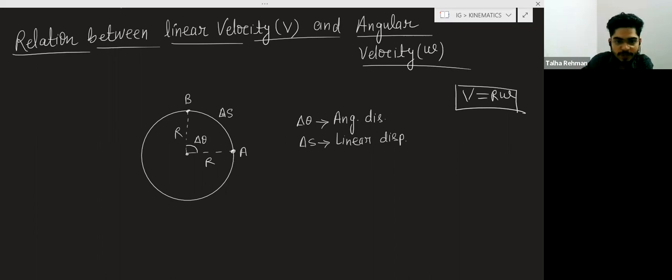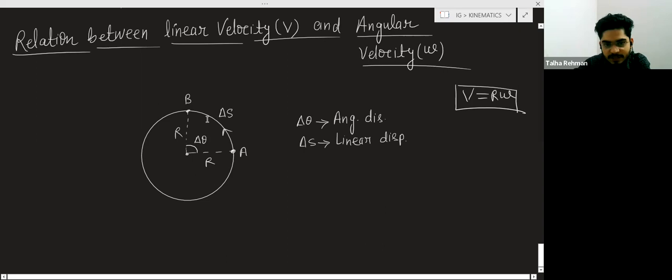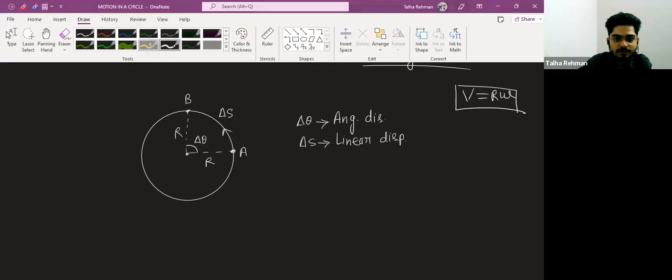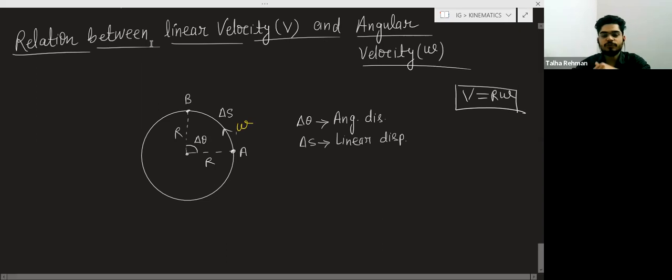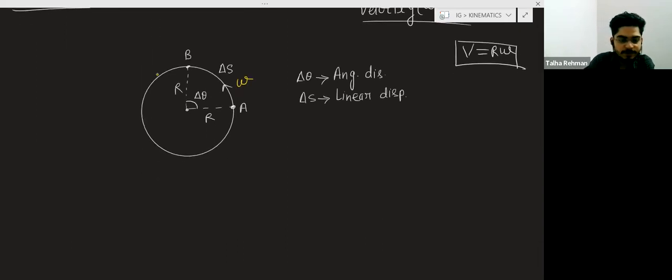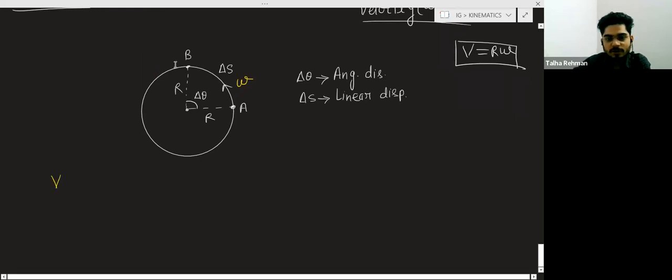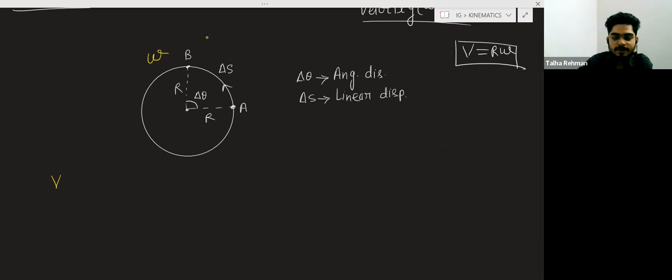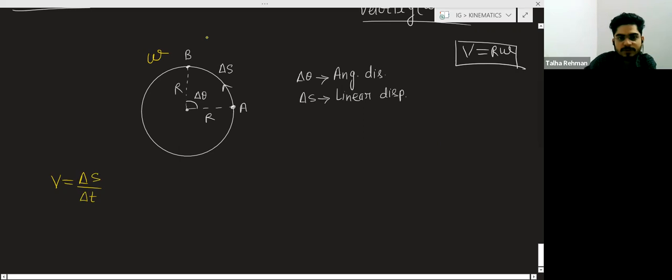And this body is moving in a circular path with an angular velocity of omega. Okay, so we know that the linear velocity of the particle or the body, I am writing here omega. So we know that the linear velocity of the particle will be delta S divided by delta t. Suppose delta t will be the time taken in going from A to B.